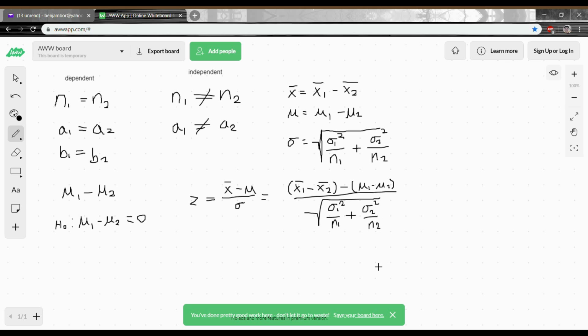Now, since we are testing that the difference of mu1 and mu2 is 0, we can just take this out and simplify the test statistic equation to be x1 bar minus x2 bar, of course, divided by this, and I don't want to write it out again. You guys get the picture. So this is our equation. x1 bar minus x2 bar divided by this big mess down here.